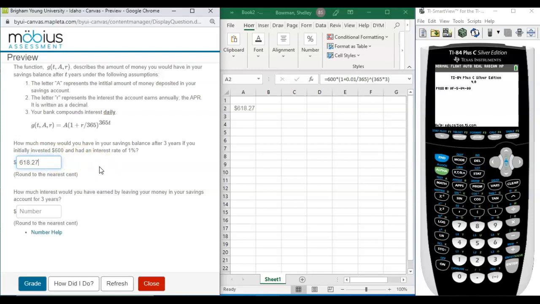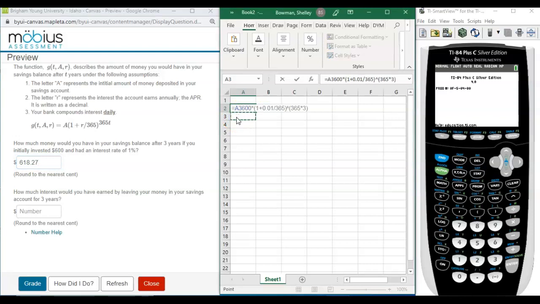$618.27. Okay, so the next one. How much interest would you have earned by leaving your money in the savings account for 3 years? Well, we just found out how much the total amount would be after 3 years. Now we want to know how much interest we would have earned had we done this. So anything over our initial investment would be how much we earned in interest. And our initial investment is right here at $600. So anything over that would be our interest.